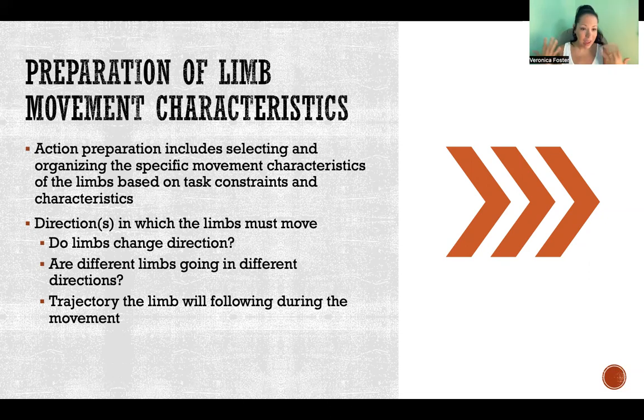So we have to plan for, is a limb going to have to change direction? Are different limbs going in different directions? Maybe it's an asymmetrical task where two arms are doing two different things. We plan for the trajectory the limb will follow during the movement and the follow through after the movement, depending on what that movement is.